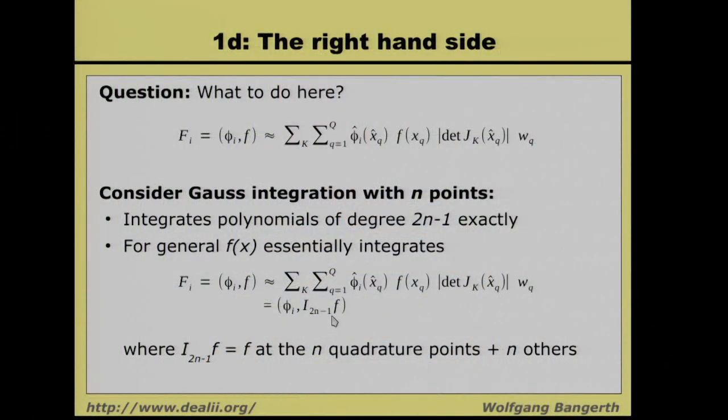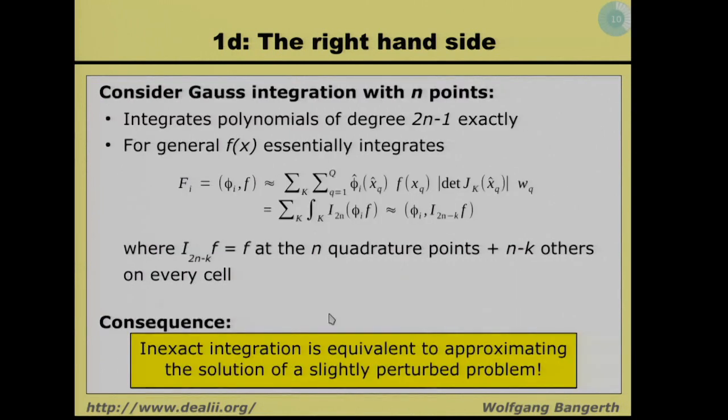On that formula there are two mistakes. It should be 2n minus k here, and it should say n minus k down here. So quadrature of an arbitrary function is equivalent to integrating a polynomial of degree 2n minus k exactly. On this slide, it's actually correct. It corresponds to integrating exactly I_{2n-k} f, where this is the interpolation onto 2n minus k dimensional polynomials on every cell.